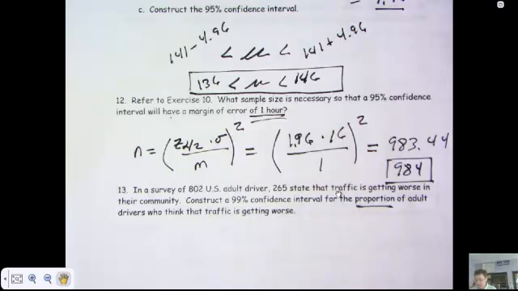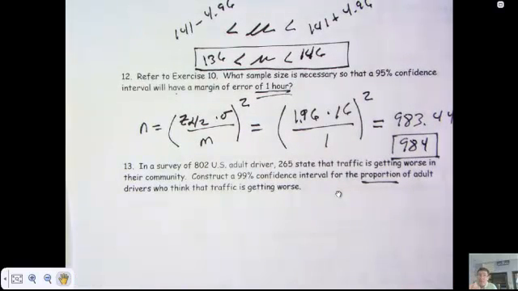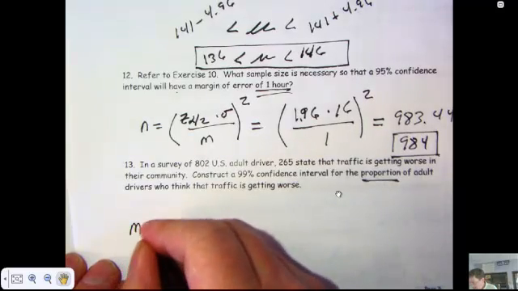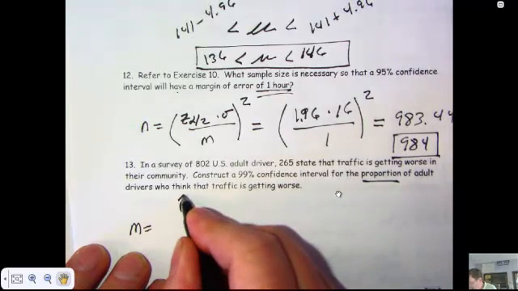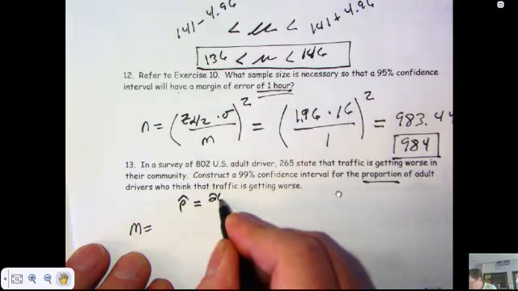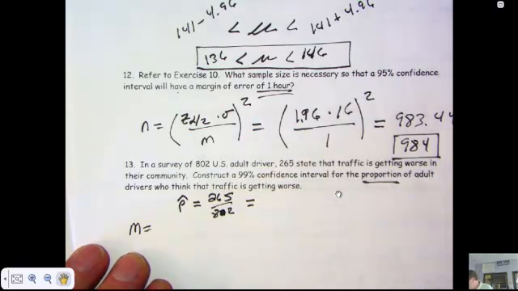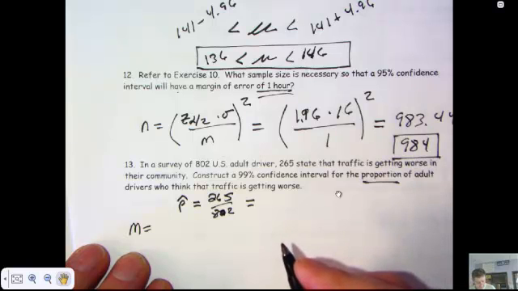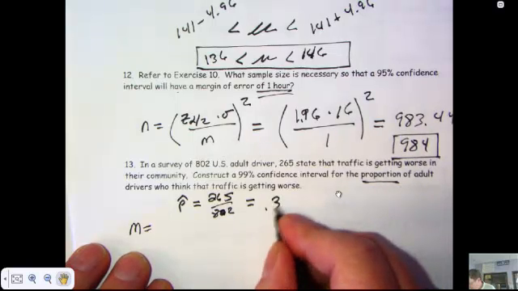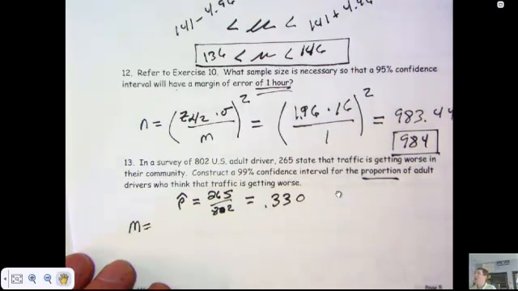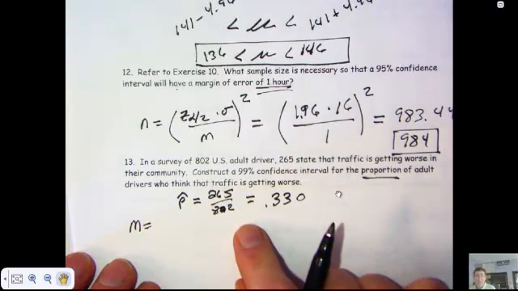How do I find the M? I need the margin of error, right, to have the interval. This is a proportion. So P hat, my sample proportion, is 265 out of 802, which is 0.330. I have to find my proportion.